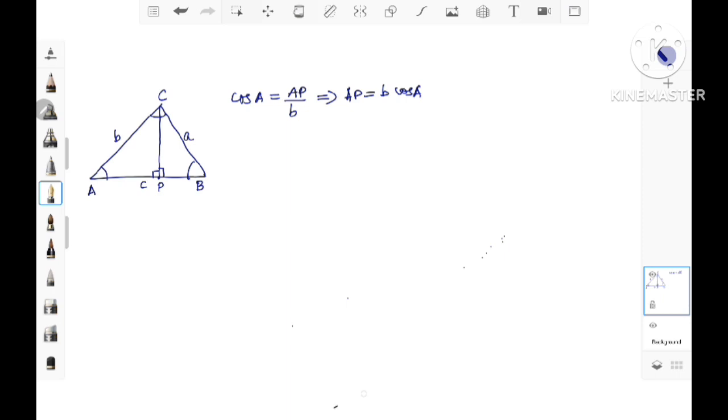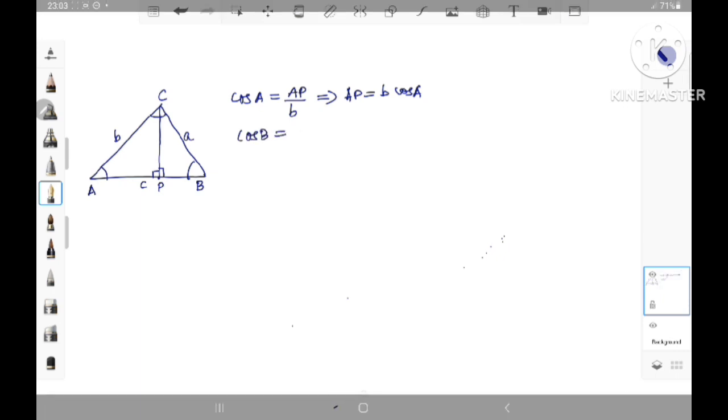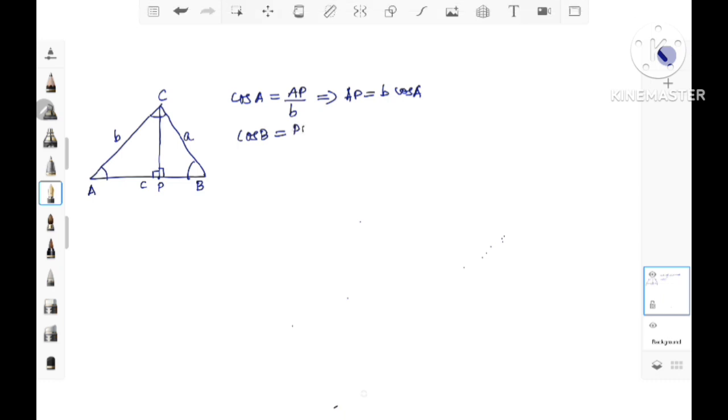Similarly, in right angled triangle BPC, what can we write? We can write this cosine ratio cos B as adjacent side PB over this hypotenuse a. This implies PB is equal to a cos B.